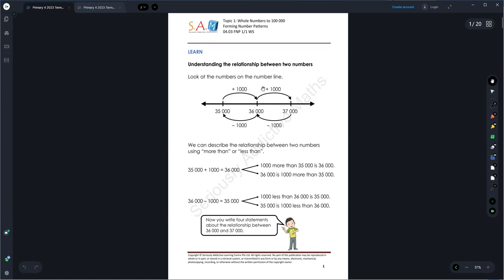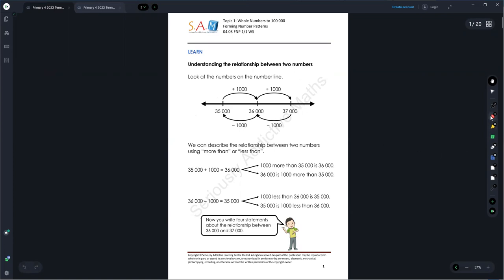Okay, so for this week, we're going to focus on two booklets. The second booklet is a bit challenging when it comes to rounding numbers, which is why I only allocated these two booklets for this week. Okay, so let's start with the first booklet. It is on forming number patterns.